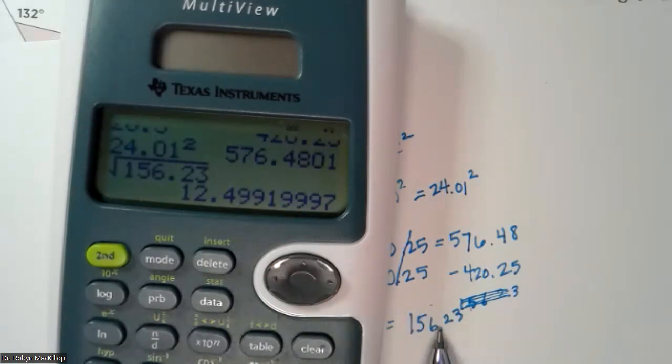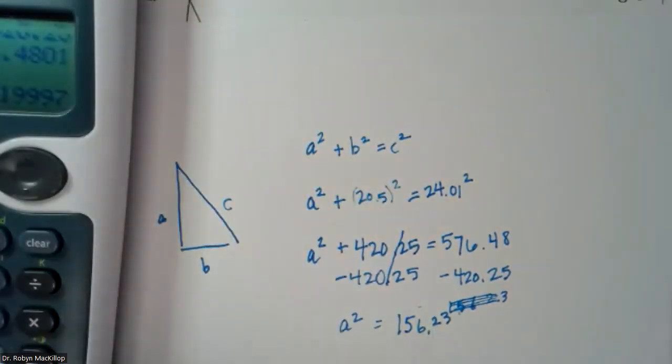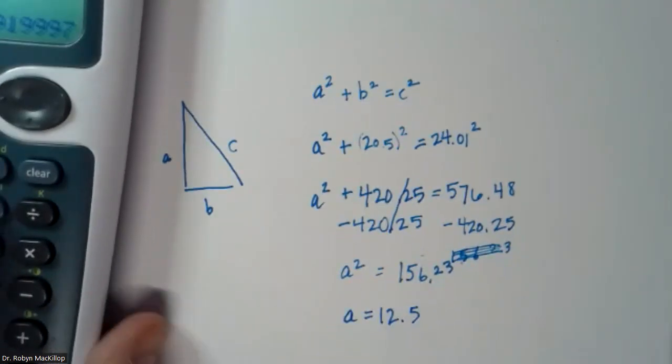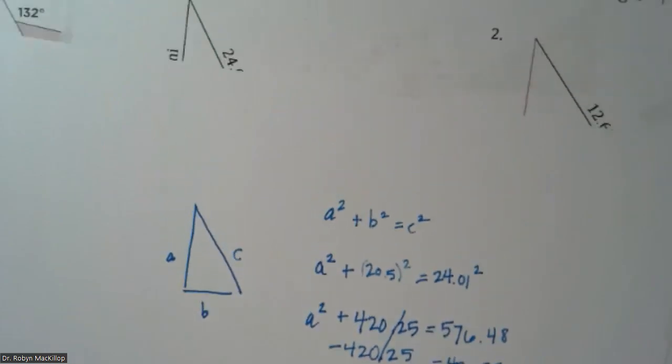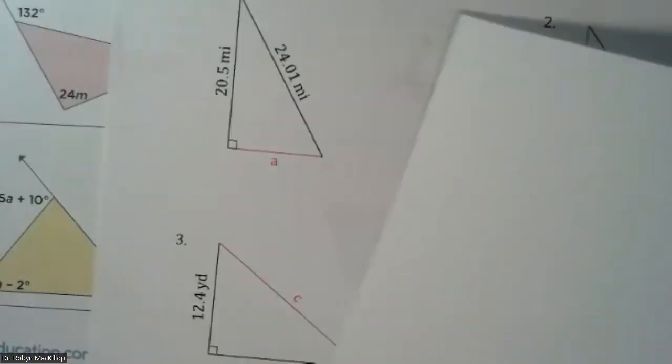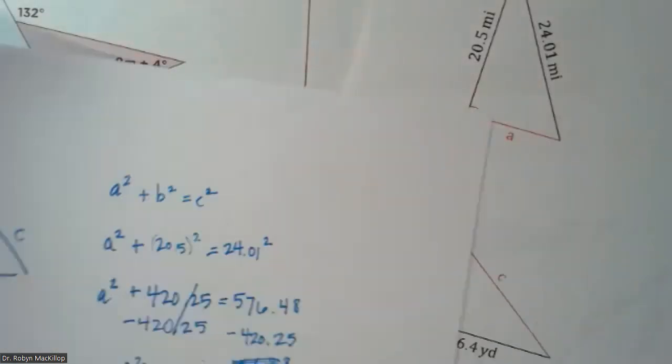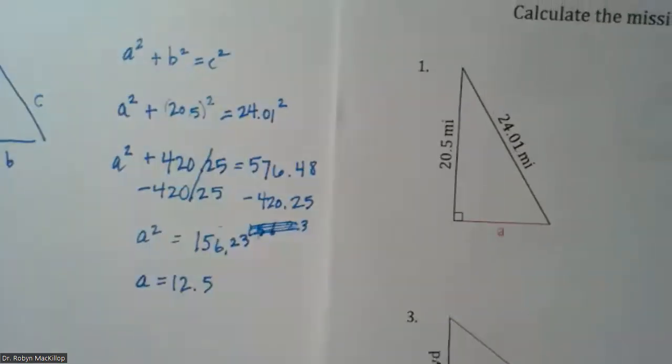So the square root of 156.23 is 12.499 or 12.5. That means A by itself equals 12.5. Now that kind of makes sense when you look at a triangle. Let me grab this triangle that we were working on, these together so you can see.